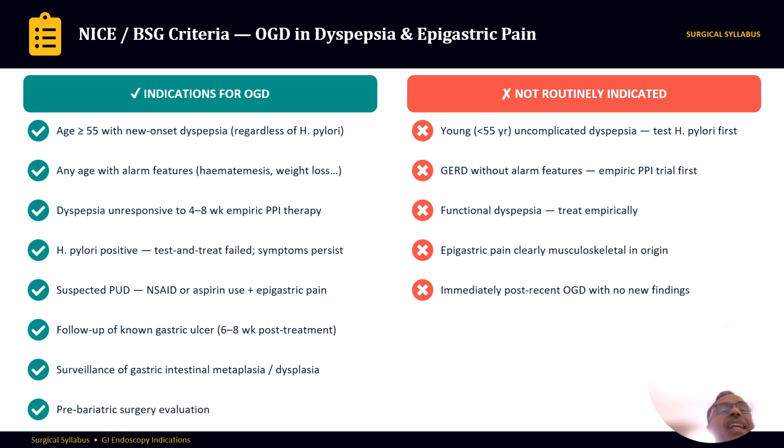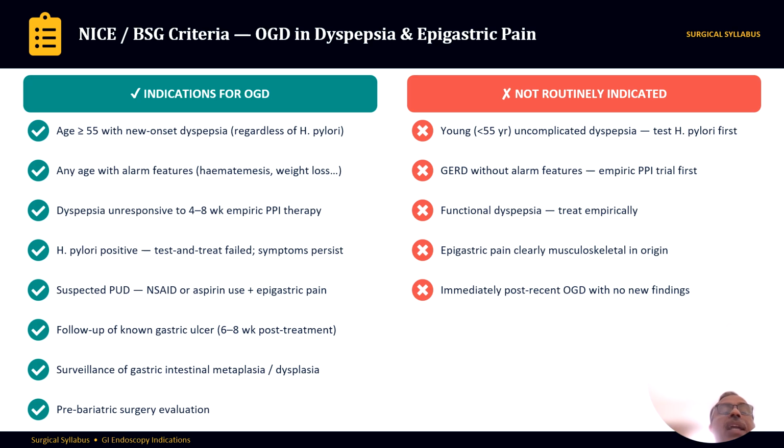Number two, any age of the patient with alarming features like significant weight loss or hematemesis with epigastric pain should also go for OGDS. Number three, any dyspeptic features which are unresponsive to 4 to 8 weeks of empirical proton pump inhibitor therapy. That means you have given proton pump inhibitors empirically for at least 8 weeks and the patient still complains of dyspepsia, then that patient is an ideal candidate for undergoing OGDS.